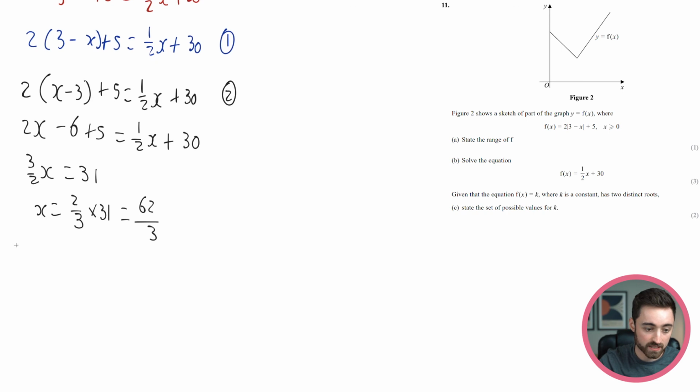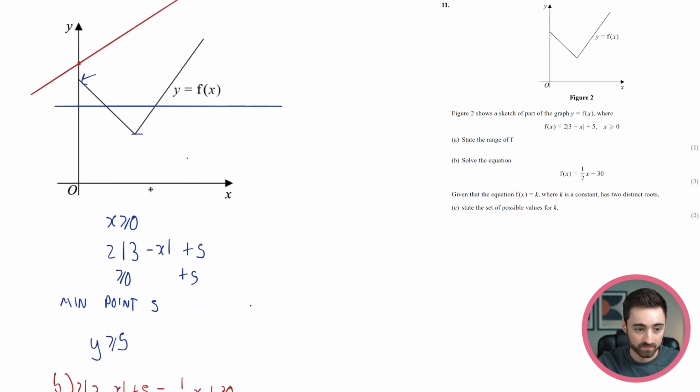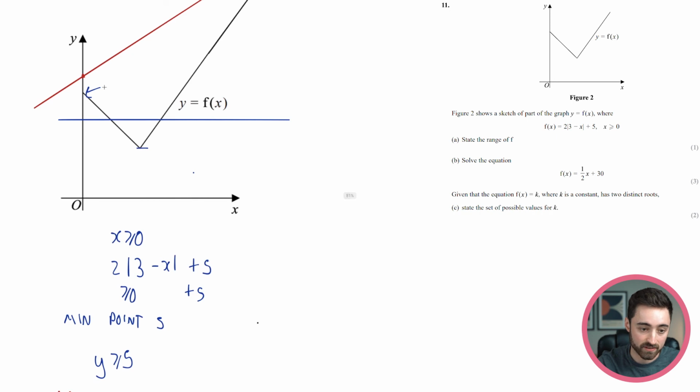So for part C, I'm going to say that f of 0 is equal to 2 multiplied by the modulus of 3 minus 0, plus 5. So this is going to be 2 multiplied by 3 plus 5, which is 6 plus 5, which is 11. Okay, so this is the point 11. So it's going to be between 5 and 11. I just want us to be really careful on if it's going to be greater than or equal to, just greater than, all of that stuff.